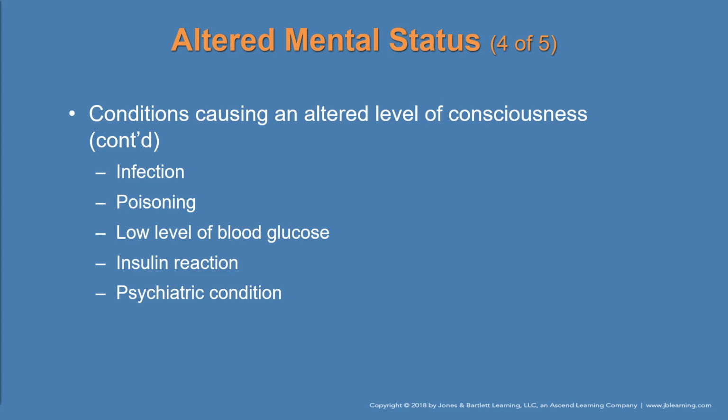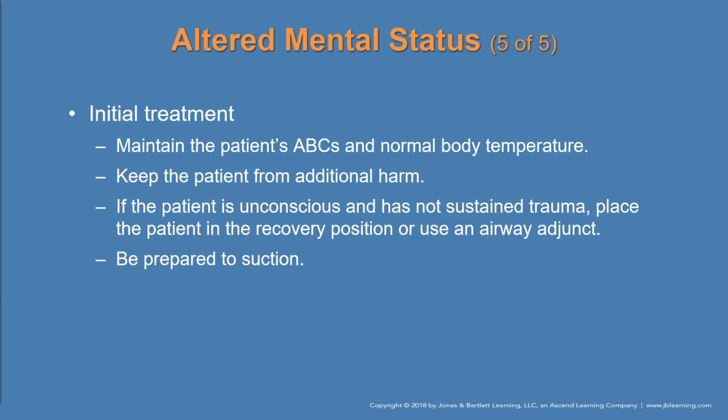If you can't determine what's causing the patient's altered level of consciousness, you can help them by treating the symptoms of the problem. Remember, everything goes back to ABCs. So we want to maintain their ABCs. We want to maintain their normal body temperature by keeping them warm. We want to make sure that no additional harm comes to the patient, either from themselves, from the environment, or from us.